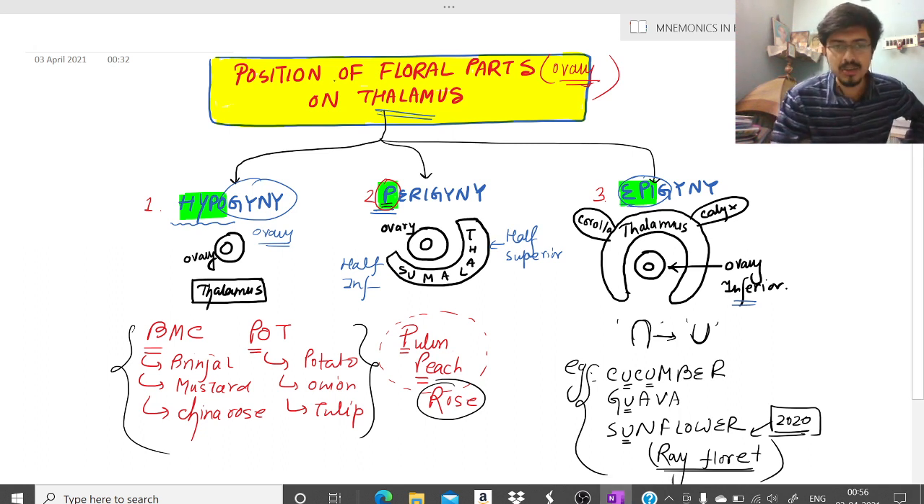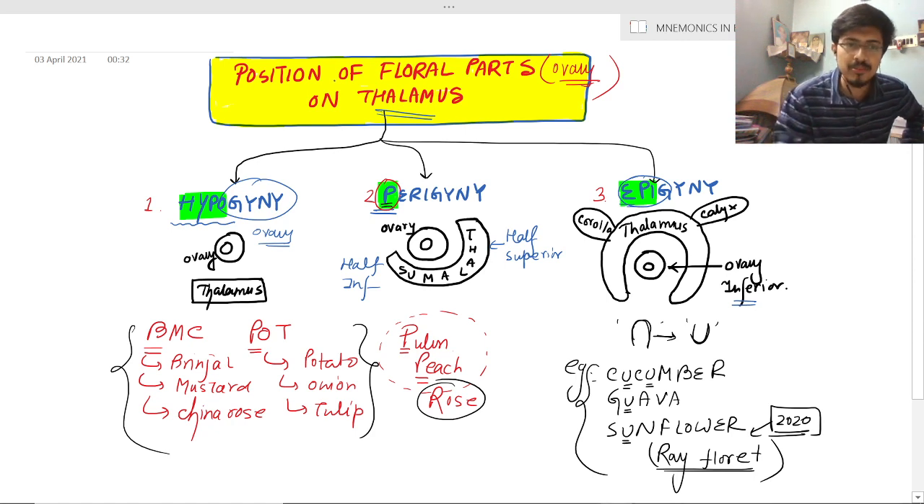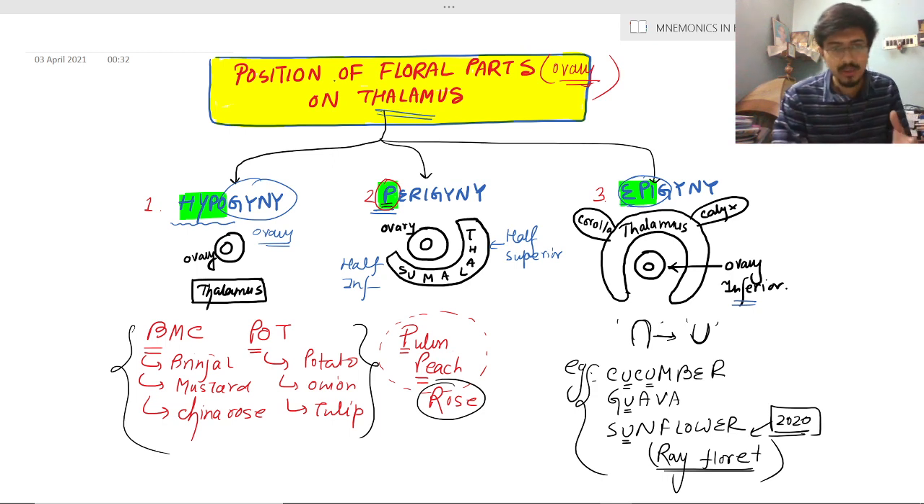From now on, we are starting a series of Botany Mnemonics. In this Botany Mnemonics session, you will find that the mnemonics are so easy that you can remember them in the final exam, so you can snatch the marks within seconds.